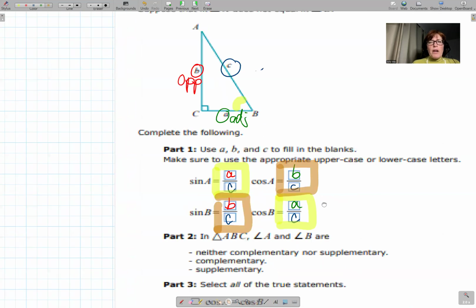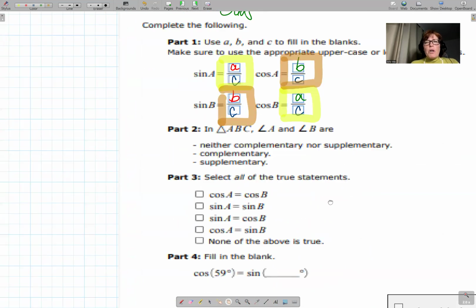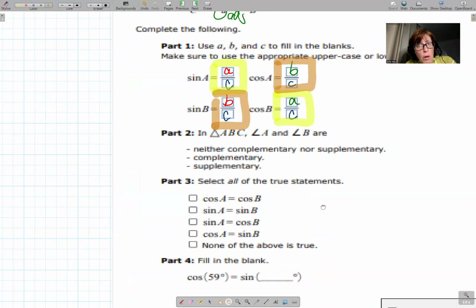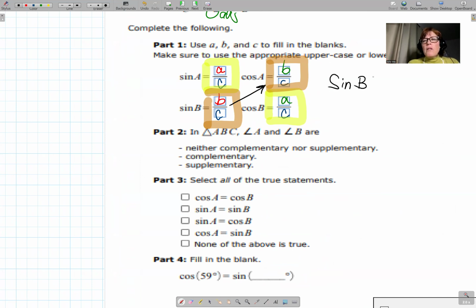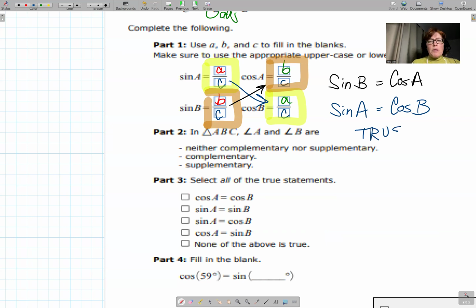So there's a pattern there. And what we notice is the sine of one angle is the cosine of the other angle. All right, so let me write the two statements that are true. In this case, the sine of B equals cosine of A. That's one statement that's true. The other true statement would be the sine of A equals the cosine of B. Those are both true statements.